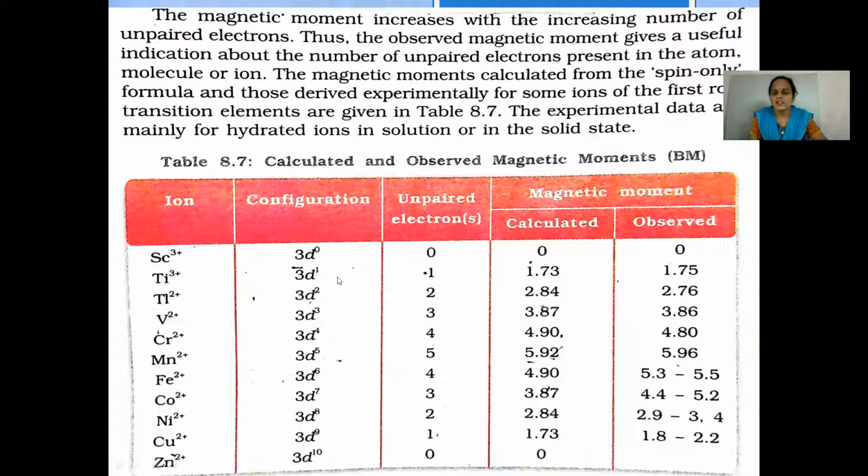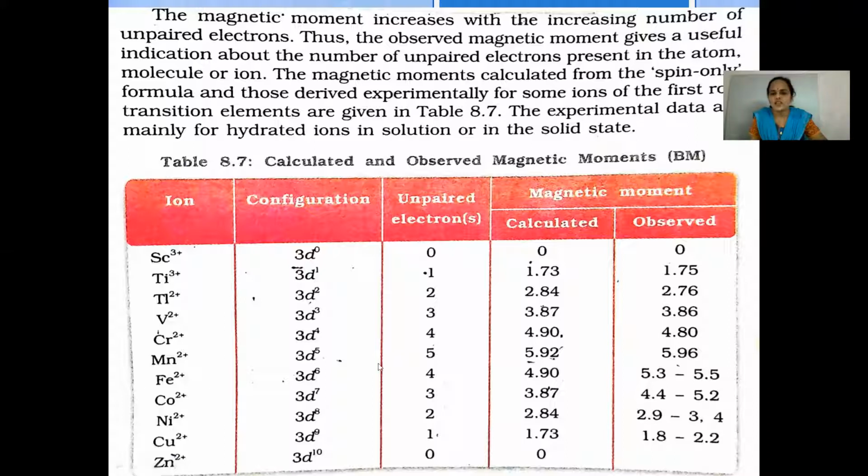Titanium in +3 state has 1 unpaired electron, and it has a calculated magnetic moment of 1.73. Similarly, titanium in +2 state, 3d2, 2 unpaired electrons, 2.84. Vanadium in +3 state, 3 unpaired electrons, 3.87. Chromium in +2 state, 4 unpaired electrons, 4.90. Manganese in +2 state, 5 unpaired electrons, and it has the highest magnetic moment of 5.92 Bohr magneton.